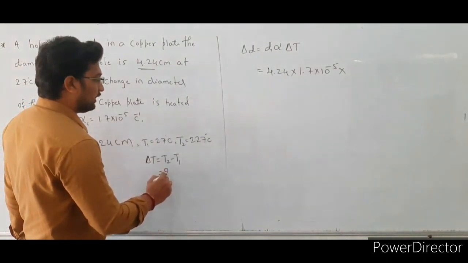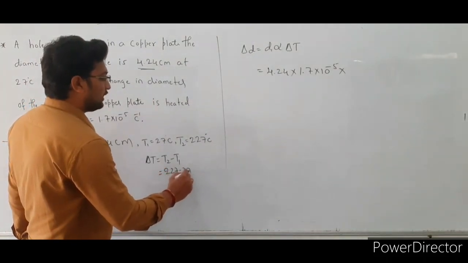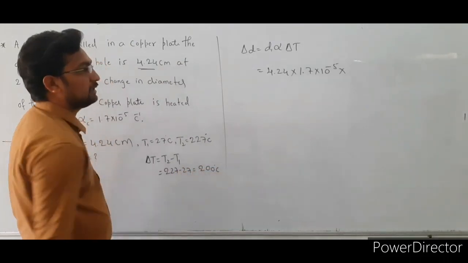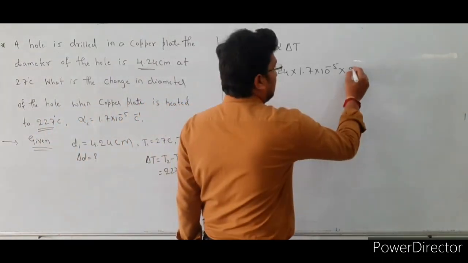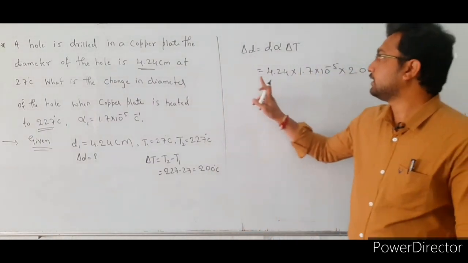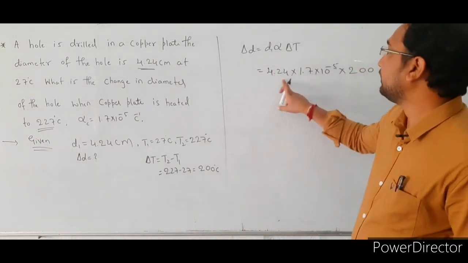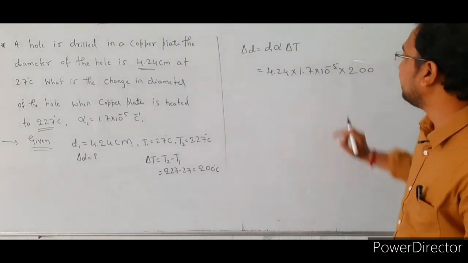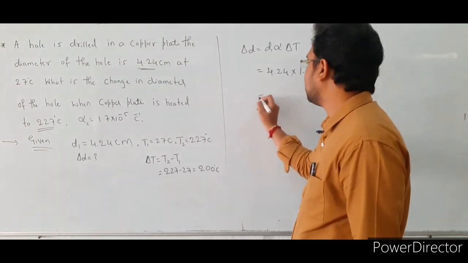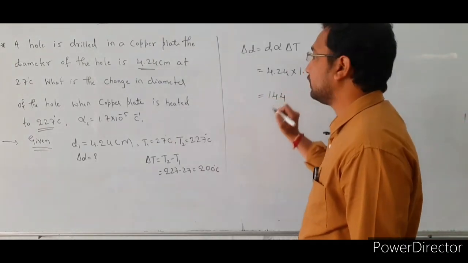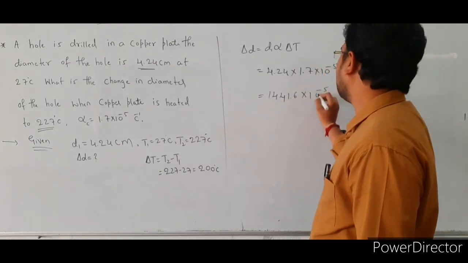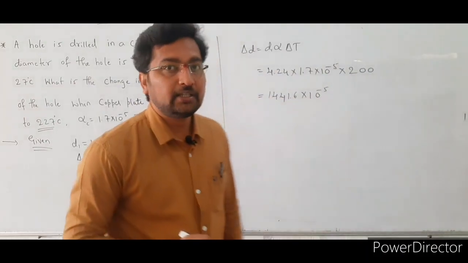This is equal to T2 value is 227 minus 27 degrees Celsius. This is equal to 200 degrees Celsius, right? Here we are substituting the change in temperature value. So change in diameter is equal to 4.24 into 1.7 into 10 to the power of minus 5 into 200. Multiplying this, we will get the final answer. So this is the change in diameter value.